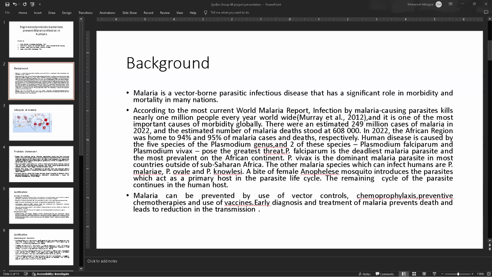Malaria can be prevented by use of vector controls, chemoprophylaxis, preventive chemotherapies, and use of vaccines. And also an early diagnosis and treatment of malaria prevents death and reduces the transmission rate of malaria.